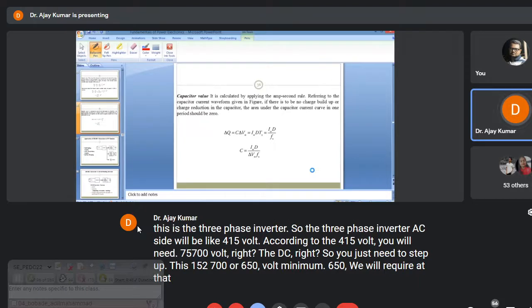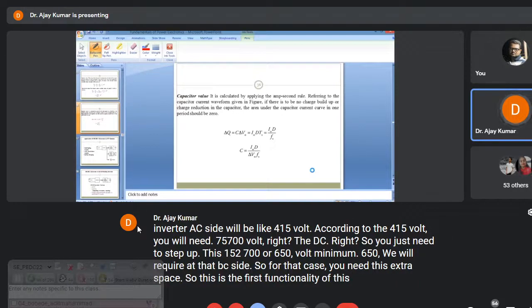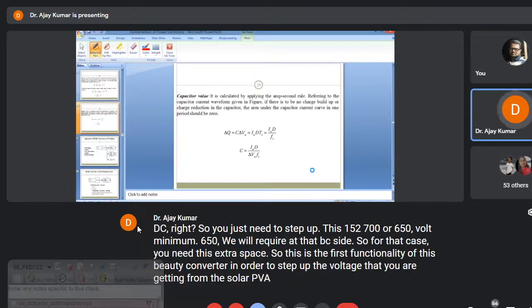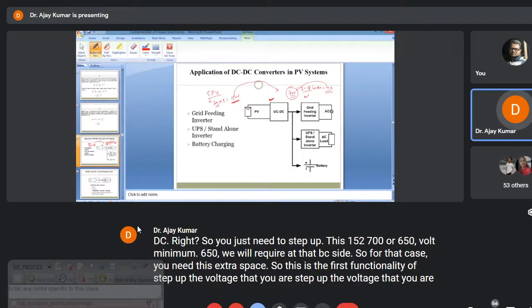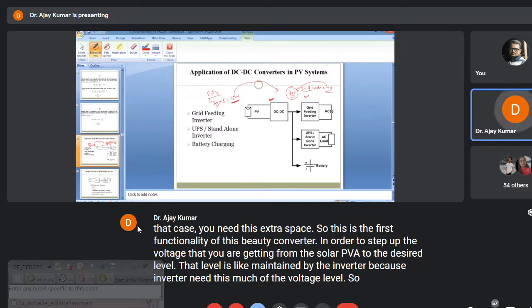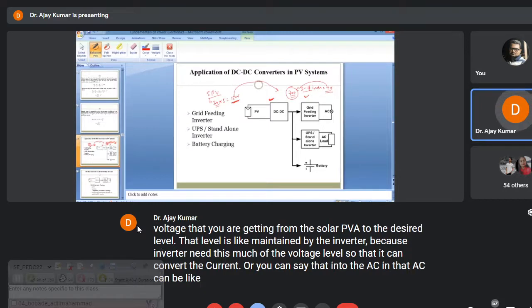For that case, you need this extra stage. This is the first functionality of the DC to DC converter, to step up the voltage that you are getting from the solar PV array to the desired level. That level is maintained by the inverter, because the inverter needs this much voltage so that it can convert the current into AC, and that AC can be integrated into the existing grid.